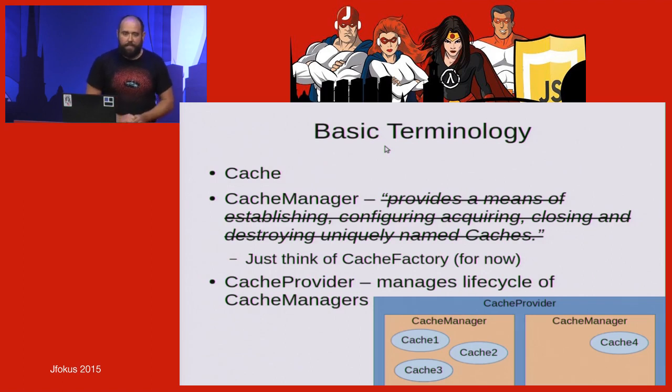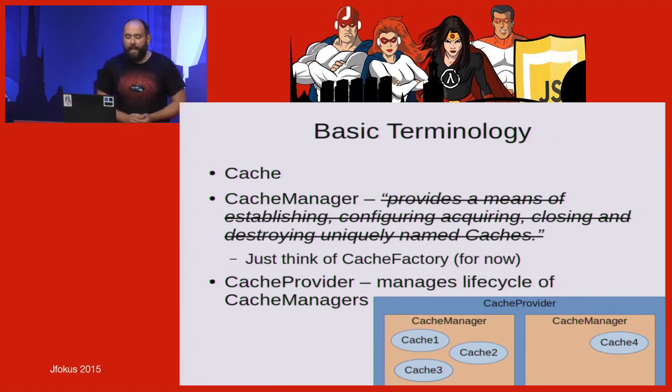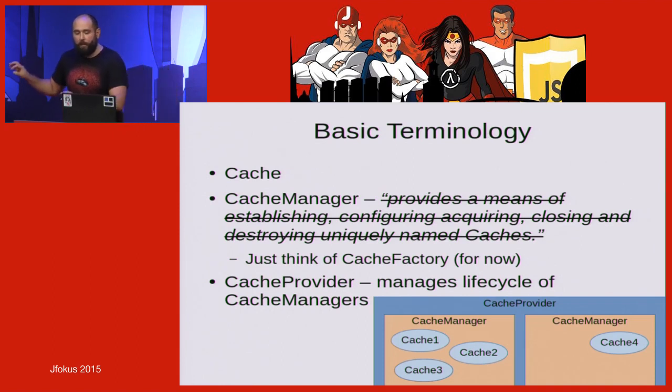But before we dive deeper, we need some basic terminology, right? There are 3 terms we need to know. The first one is cache. That's obvious. That's like our map, right? The other one is cache manager. According to the specification, it provides means of blah, blah, blah. For the sake of this presentation, think of it as a cache factory. It's something that can produce the cache for you, and it manages its life cycle and these sorts of things. But for now, Cache Manager is like a cache factory, right?